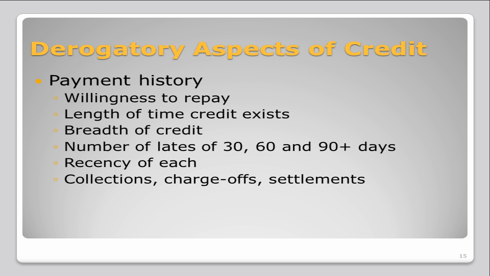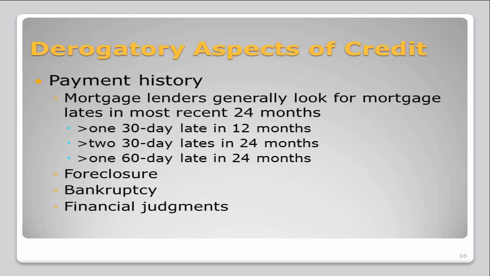Okay, when we talk about payment history, we're all in this about real estate today, not about our own personal situations. So when we're talking about mortgages, mortgage lenders generally look for mortgage lates in the last 24 months, unless there's a long history of late payments. And they're never going to do a loan. I shouldn't say never. I'll never say never again.